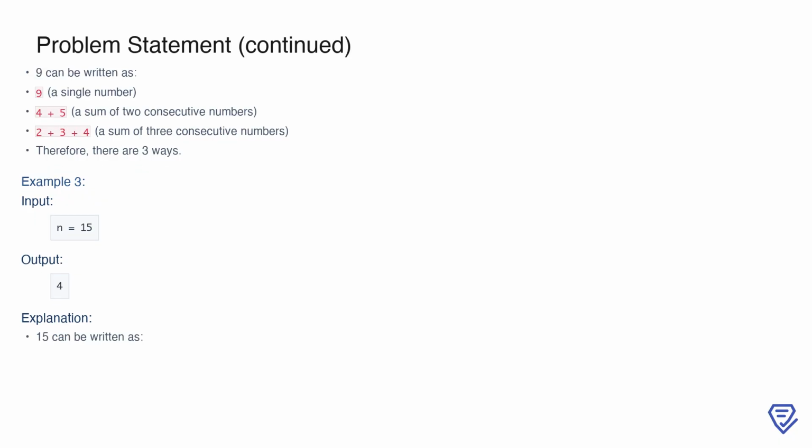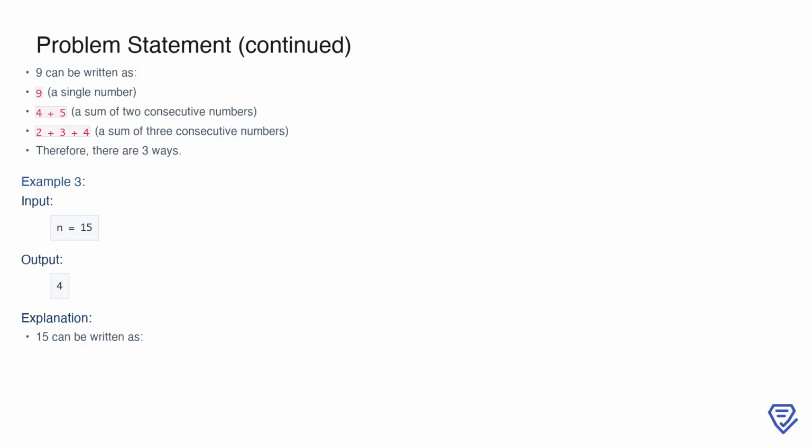Now, let's break down the reasoning for n equals 9. The first way is to consider 9 as a single number, which is always a valid representation. The second way is to write it as 4 plus 5, which is the sum of two consecutive integers. Finally, the third way is to write it as 2 plus 3 plus 4, which includes three consecutive integers. These three representations explain why the output for n equals 9 is 3.